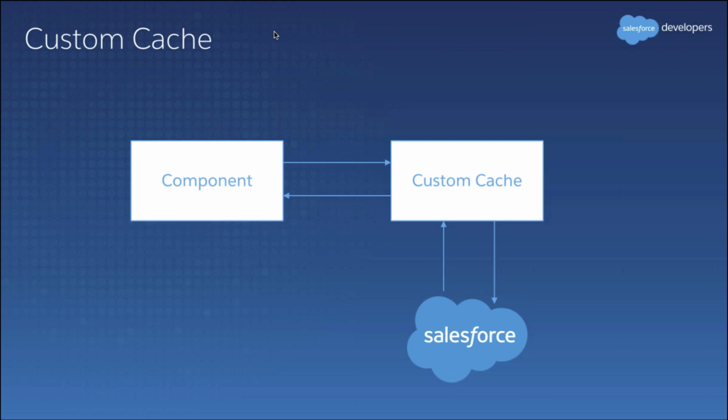All right, let's look at a third option for data caching at the client side. So this is not an option provided by the framework, but this is a custom caching solution that you may want to implement. And the reason you may want to do that is because you want full control over the way caching is going to work.